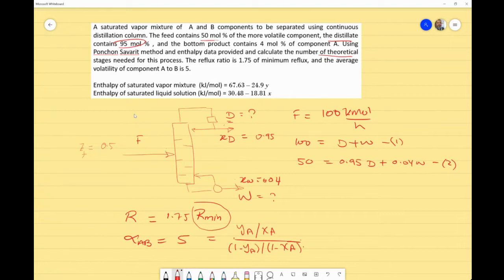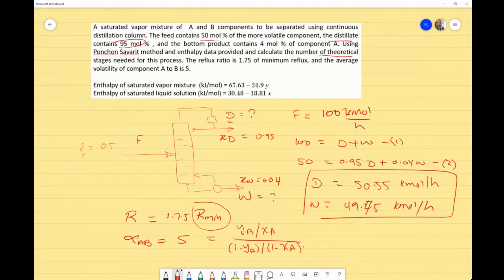You will be able to find out that D is equal to, as it's written in your slides, 50 kilomole per hour, and W should be 100 minus D, so it's going to be 49. For your information, 49.45. You can go and check it when you have time, maybe. Just double check. So I have now D, W, and everything.